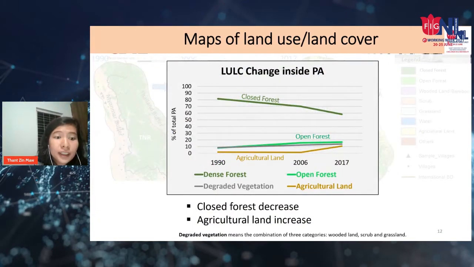According to the time series data, I compared the change inside the protected area. When we look at this figure, closed forest gradually decreased from 81% in 1990 to 59% in 2017. In contrast, open forest cover increased, and moreover agricultural land increased after protection in 2006.